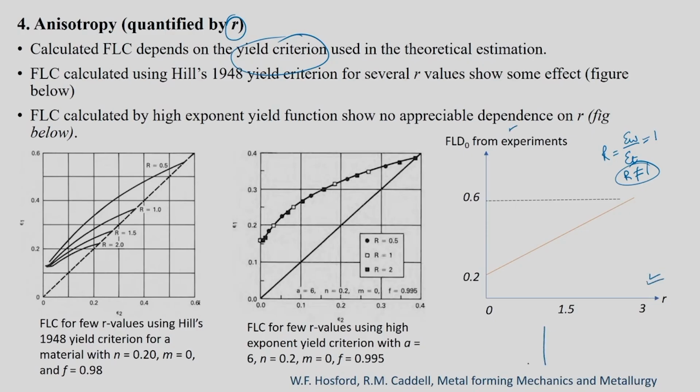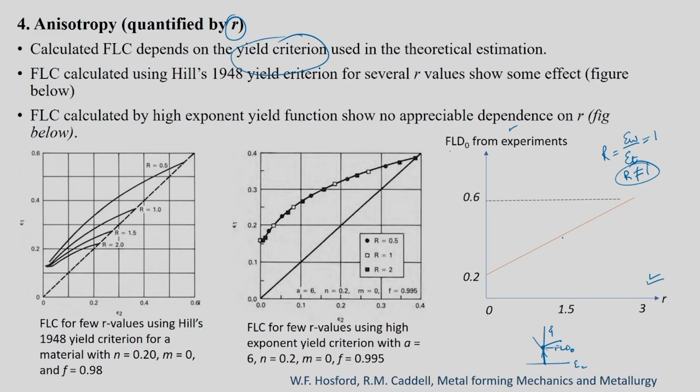In general, the existing data tells that this FLD0 from experiments, meaning epsilon 1 versus epsilon 2, where this particular point is FLD0, that is epsilon 1 in plane strain, is a conservative location, so we take it as a reference. If you take that on the y axis and R on the x axis, say R varies from 0 to 3, then you will see that theoretically this FLD0 actually improves.